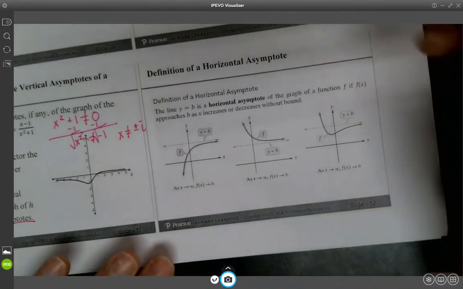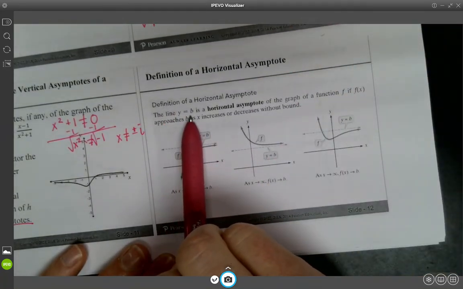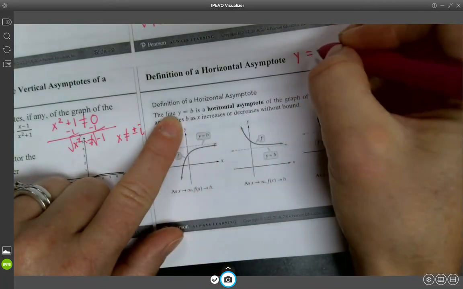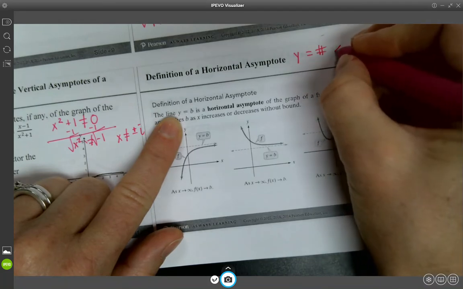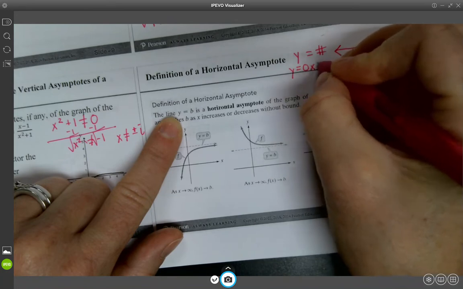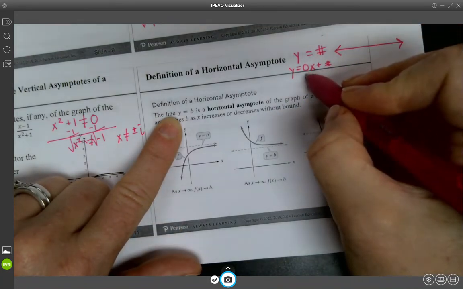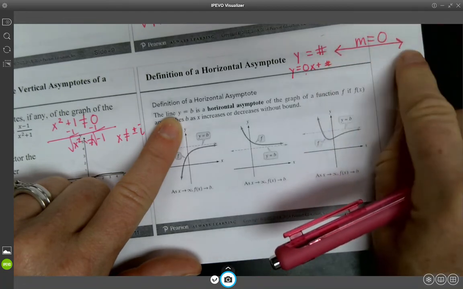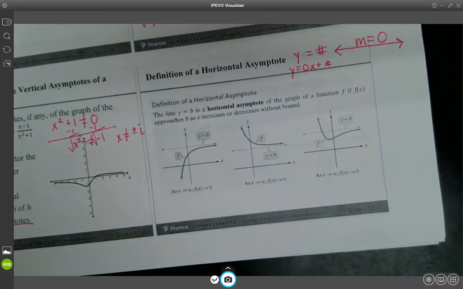Okay, now let's look at horizontal asymptotes. Horizontal means it's a horizontal line. Horizontal lines are written as y equals some number. And if you think back to slope, a zero slope, it's like y equals 0x plus some number, b. That's a zero slope, m equals 0. So this is a horizontal line anytime you have y equals a number. So that's how you'll write your horizontal asymptote.